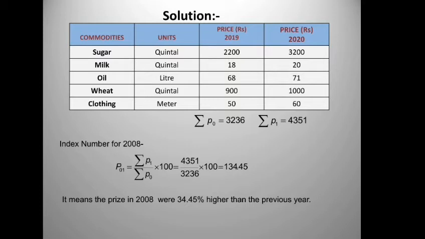So index number for 2020, P01, is equal to sigma P1 divided by sigma P0 into 100. So here we have 4,351 divided by 3,236 into 100, and then we have 134.45. So this means that the prices in 2020 were 34.45% higher than the previous year.